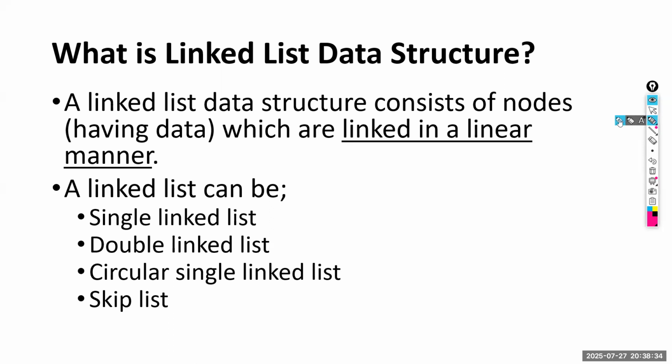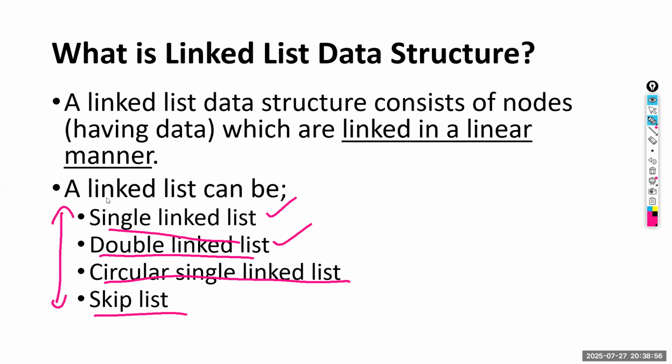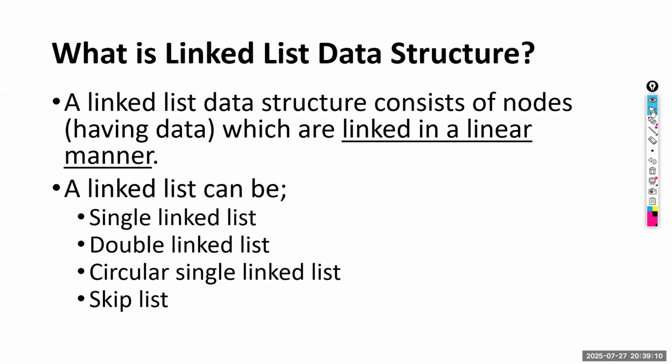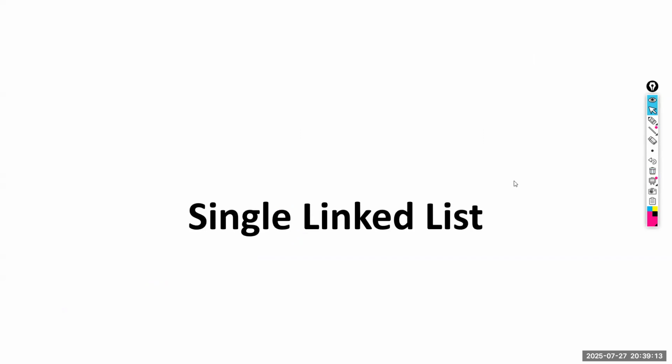And there are different types of special linked lists. First, we will look at single linked list. Then we will look at double linked list. In your notes, it is mostly called doubly linked list, but I prefer the simple double linked list. Then we will look at what is meant by circular single linked list. And finally, we will look at what a skip list is. Those are the 4 types of list we are going to look at, in a very serious manner, including coding. So we'll start with single linked list.